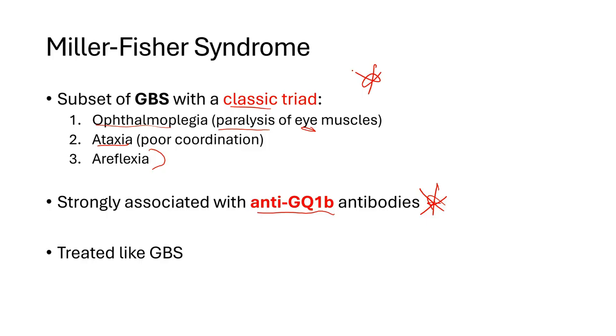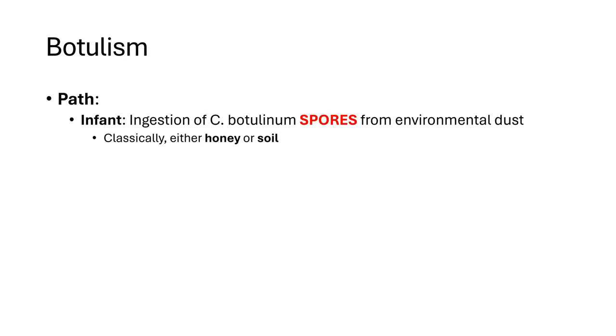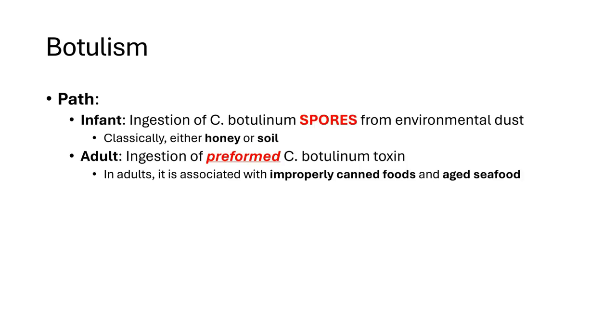Now, what is GBS typically compared to? There are other types of acute flaccid paralysis. One of these is going to be something known as botulism. Now, there are a multitude of different types of botulism, but the main ones that you need to know are going to be infant and, of course, adult. Now, the pathology here is going to be very similar, but there are some caveats that I want to stress.